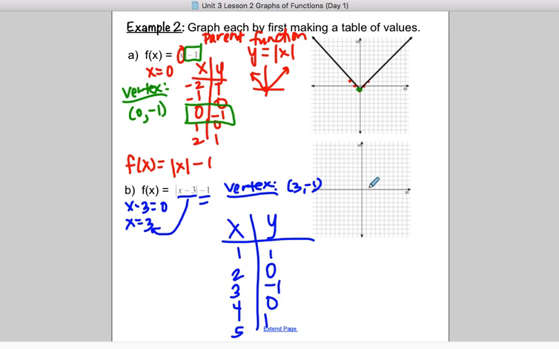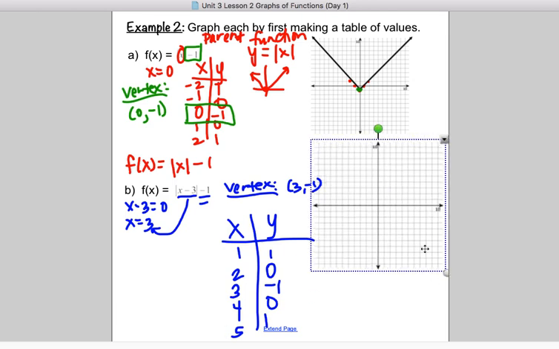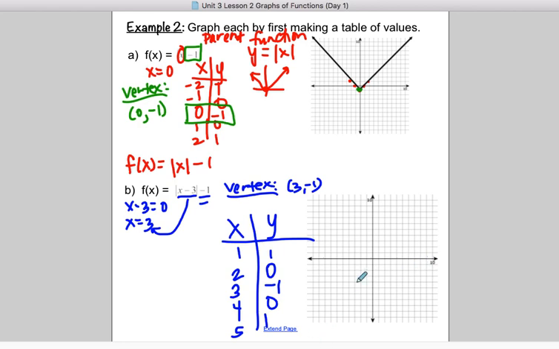Okay, so when you plot those points, we got 1, 1, 2, 0, 3, -1, 4, 0, 5, 1. And notice it should be symmetric, meaning at your vertex, everybody's doing the same thing on the left-hand side as the right-hand side. And you have your V shape. If it ever doesn't come out a V shape, replug your numbers in. You're probably just making a silly mistake. But check, this is my vertex, which is 3, -1. And that's what we got there. Okay, so there is part B.